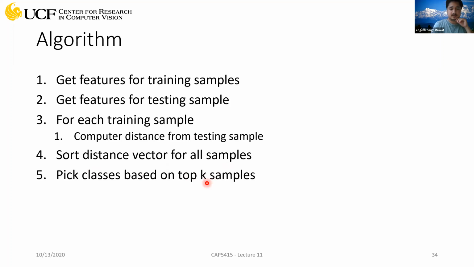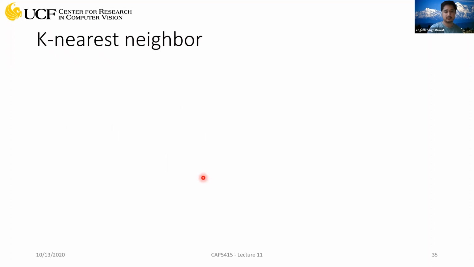One interesting thing to note here is that k should never be an even number. It should always be odd, like 1, 3, 5, 7, 9. The reason is, if it's even, then you might have a scenario where there is a tie. If you have, let's say, 4 samples, what if 2 of the samples belong to one class and 2 of the closest samples belong to the other? Then you will not be able to decide. So k should always be an odd number.